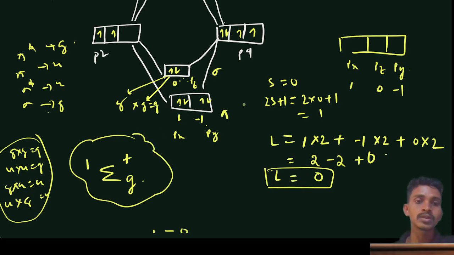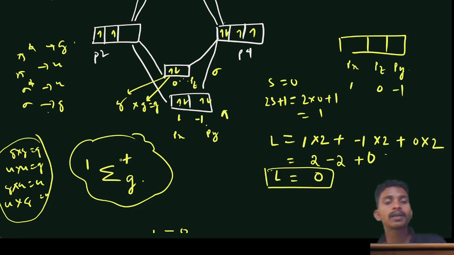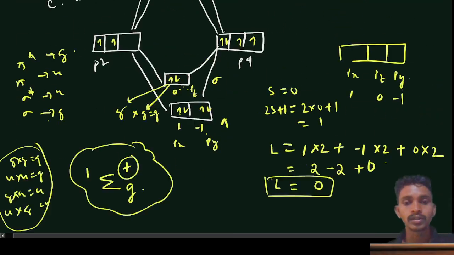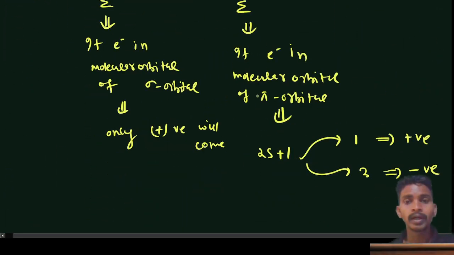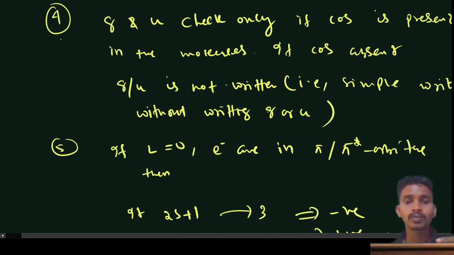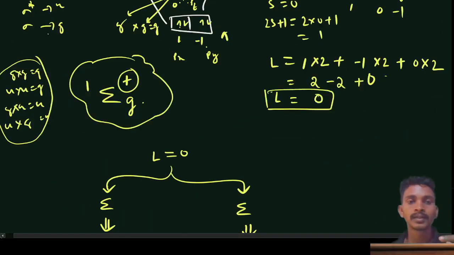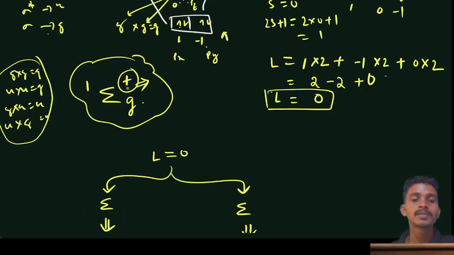This is for the term symbols. Whenever the electrons are at sigma orbitals, this value will always be positive. No need to look at whether it is positive or negative. For pi orbitals, we will look at whether 2S plus 1 is positive or negative. If the electrons are at sigma orbitals, then automatically we will write the positive value. This value will always be positive.